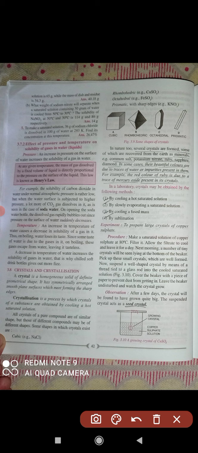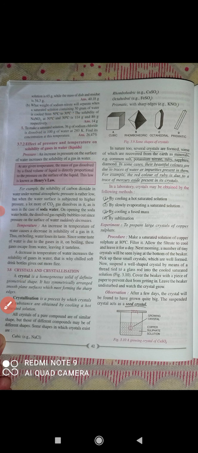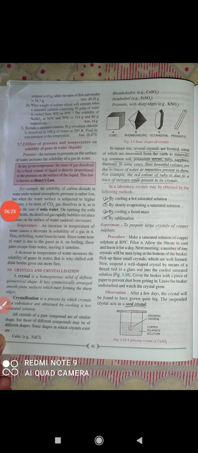Students, a crystal, you learn, is symmetrically arranged smooth plane surfaces which meet forming a sharp edge. All the crystals have sharp edges, sharp points, sharp sides. Crystallization means the process by which crystals of a substance form.